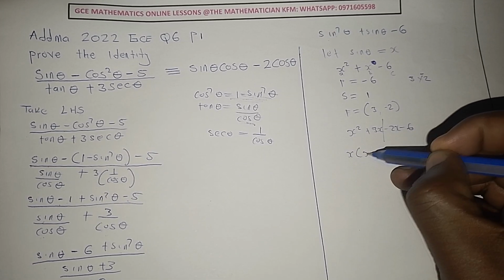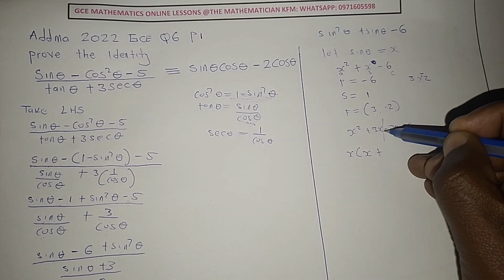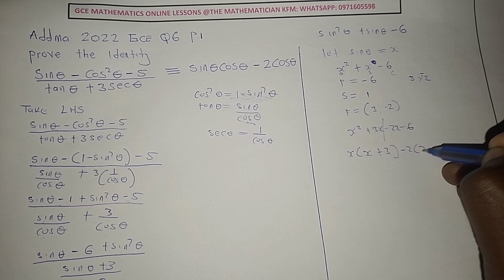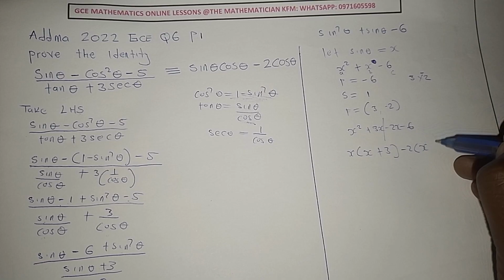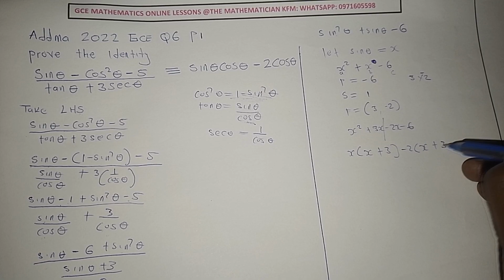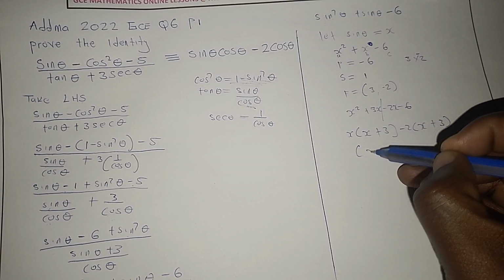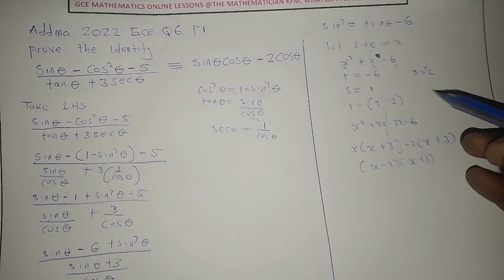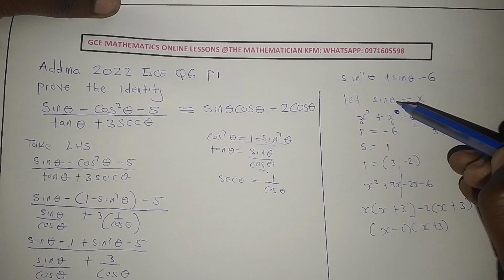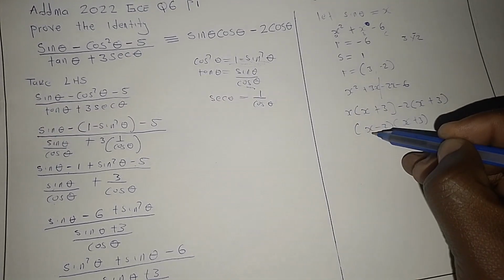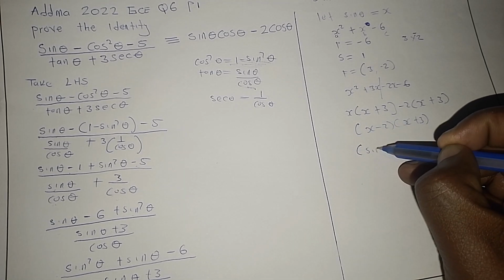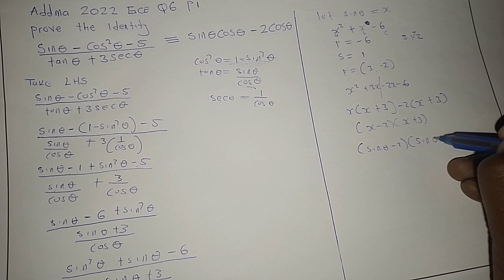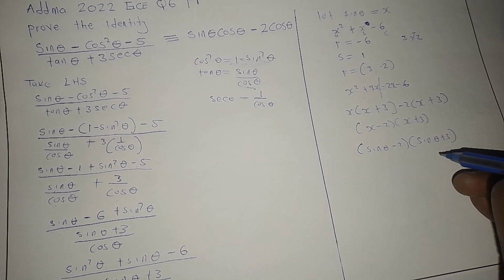Now I can factorize. The common factor is x. When I divide, x will remain, and x into 3x leaves 3. The common number is -2. When I divide, I remain with x, and -2 into -6 is +3. From there, I'm going to have x minus 2, then x plus 3. But remember, I said let sine theta be equal to x. So where there is x, I substitute with sine theta minus 2, and then sine theta plus 3. So now we can continue.